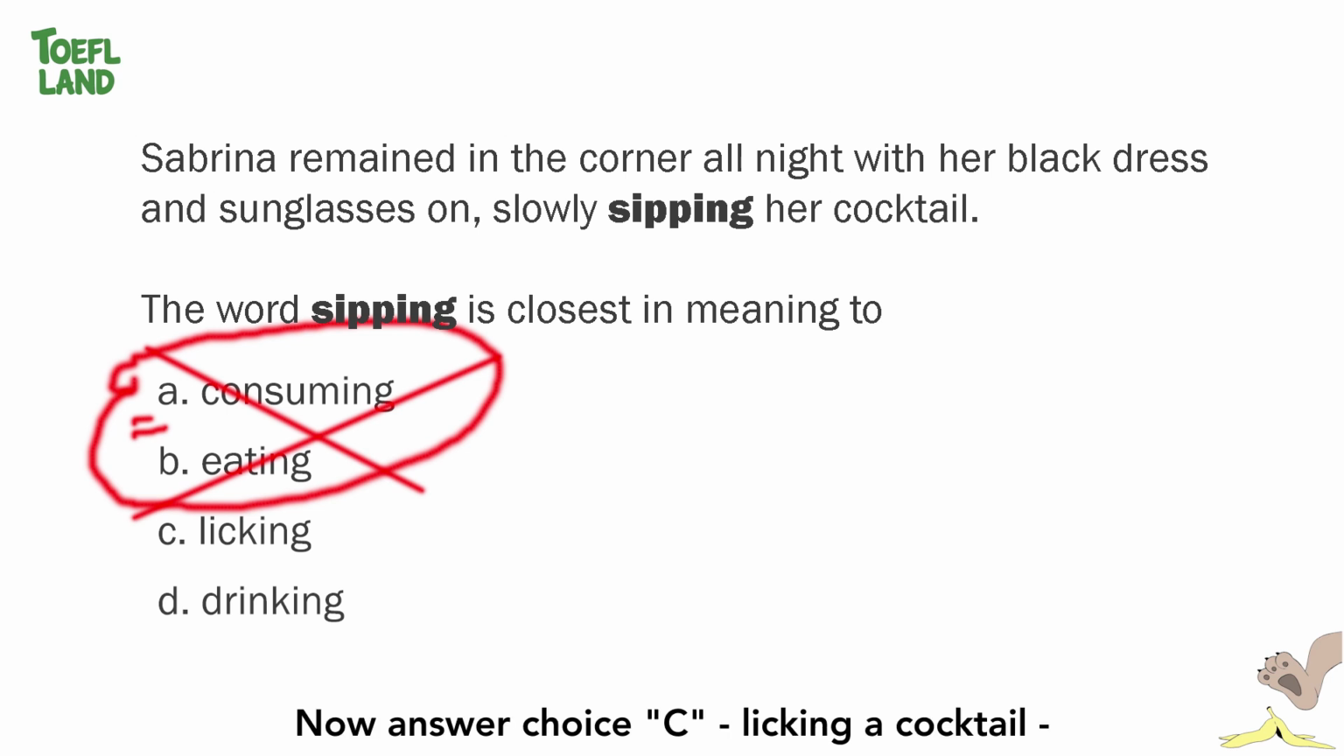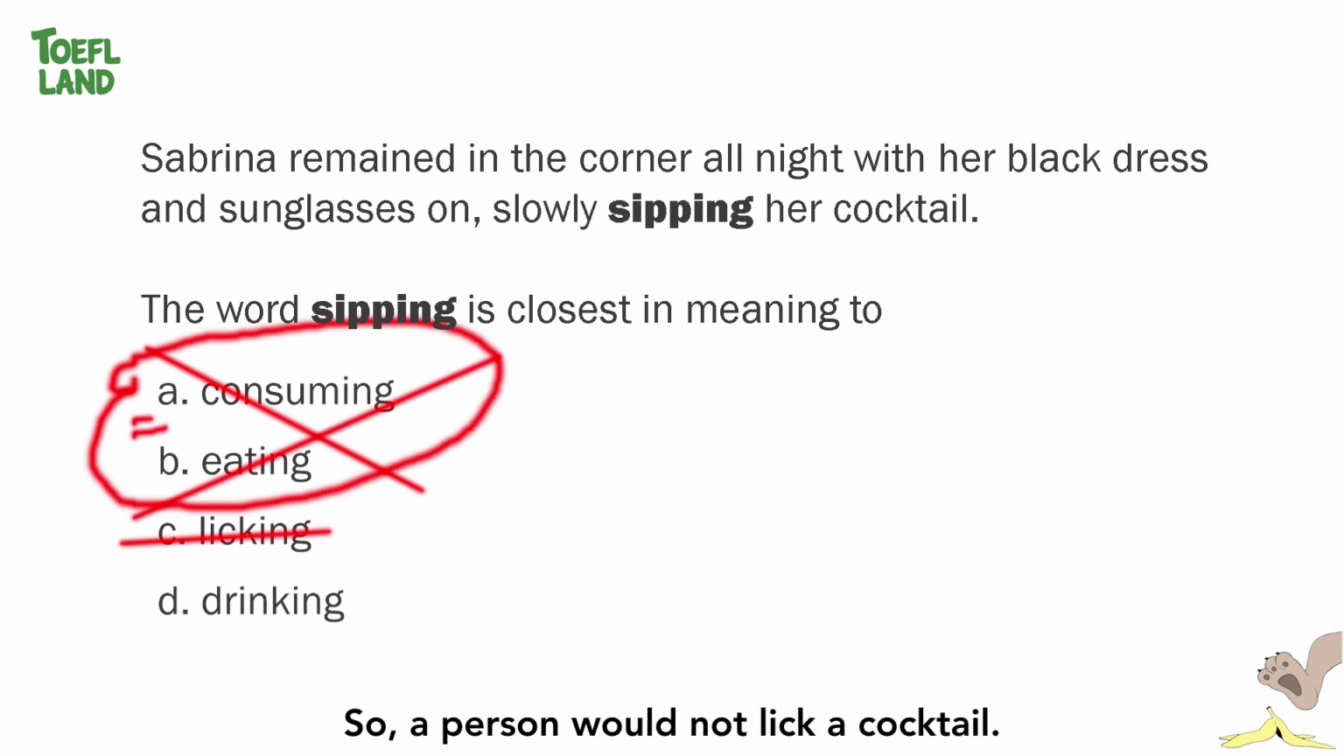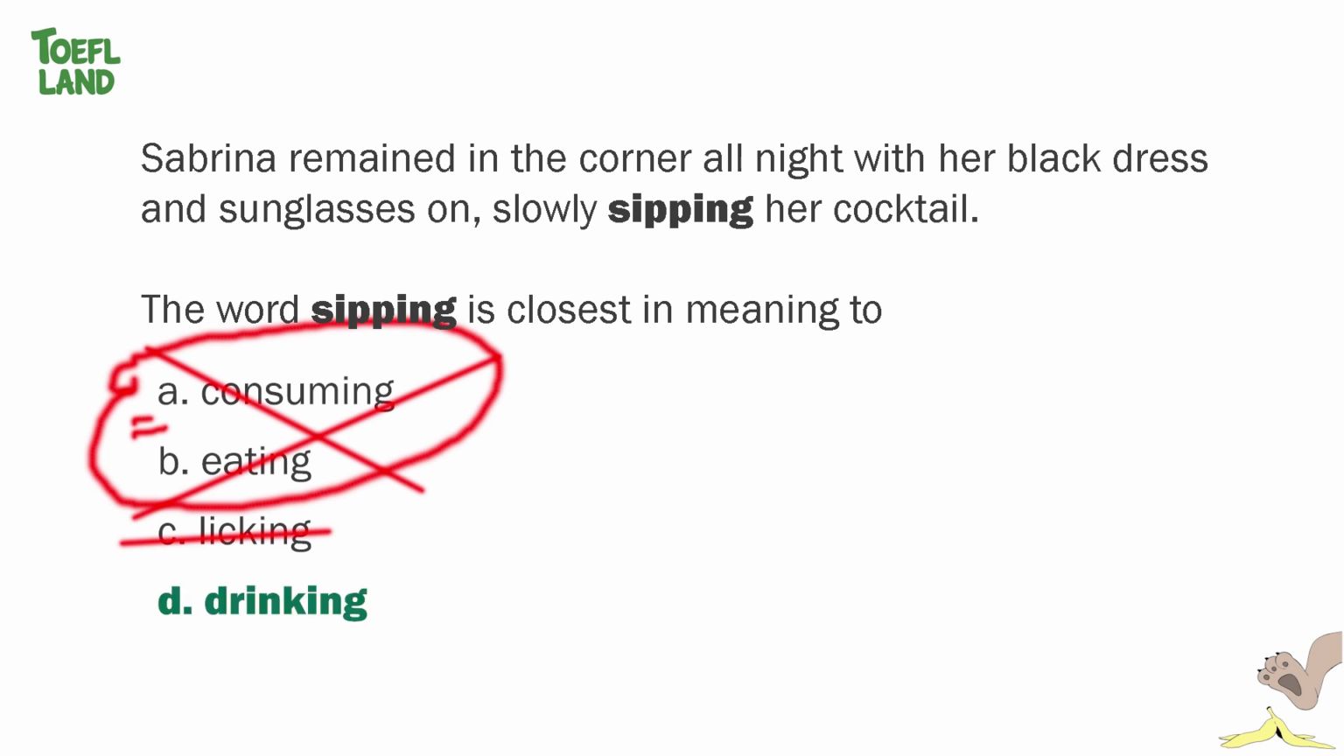Now, answer choice C, licking a cocktail, this is not logical in this sentence. Even though Sabrina is a cat, she may lick. She's personified in the story. She acts like a person. So a person would not lick a cocktail. The best choice here is D, drinking.